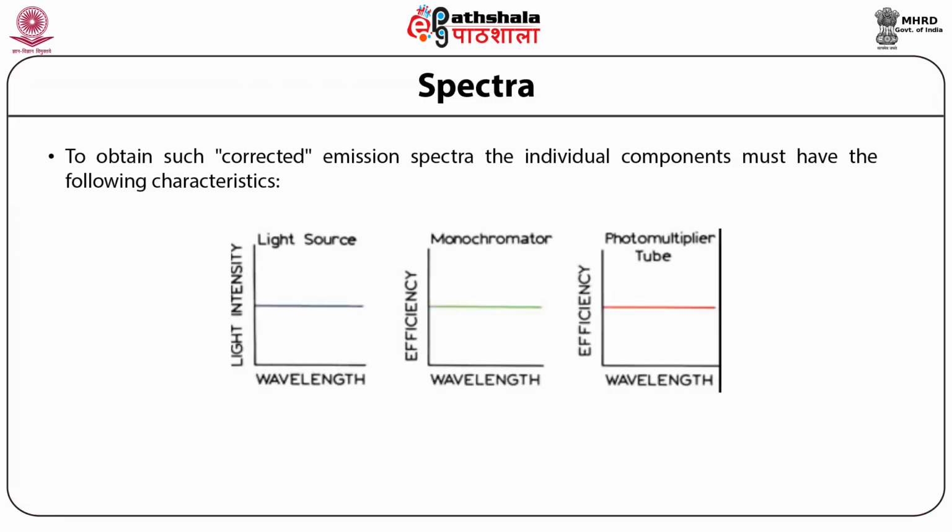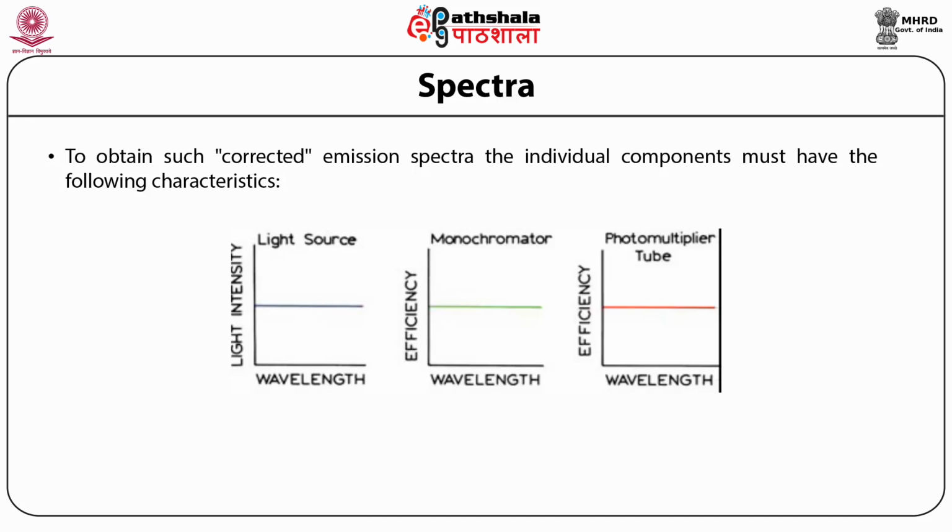To obtain such corrected emission spectra, the individual components must have the following characteristics. The light source must yield a constant photon output at all wavelengths. The monochromator must pass photons of all wavelengths with equal efficiency and must be independent of polarizer. The detector or photomultiplier tube must detect photons of all wavelengths with equal efficiency. In the graphs, you can see that the light source should have the same output at all wavelengths, the monochromator should pass with the same efficiency at all wavelengths, and similarly the photomultiplier tube must detect all wavelengths with the same efficiency.